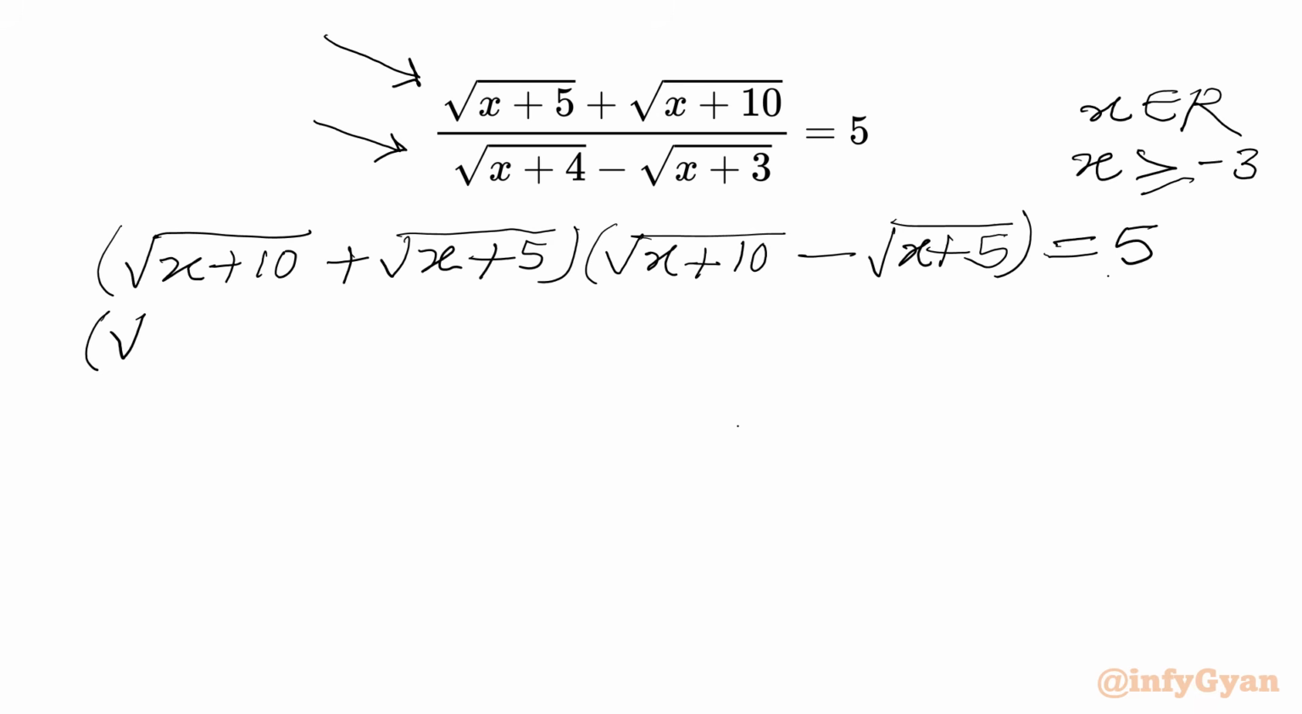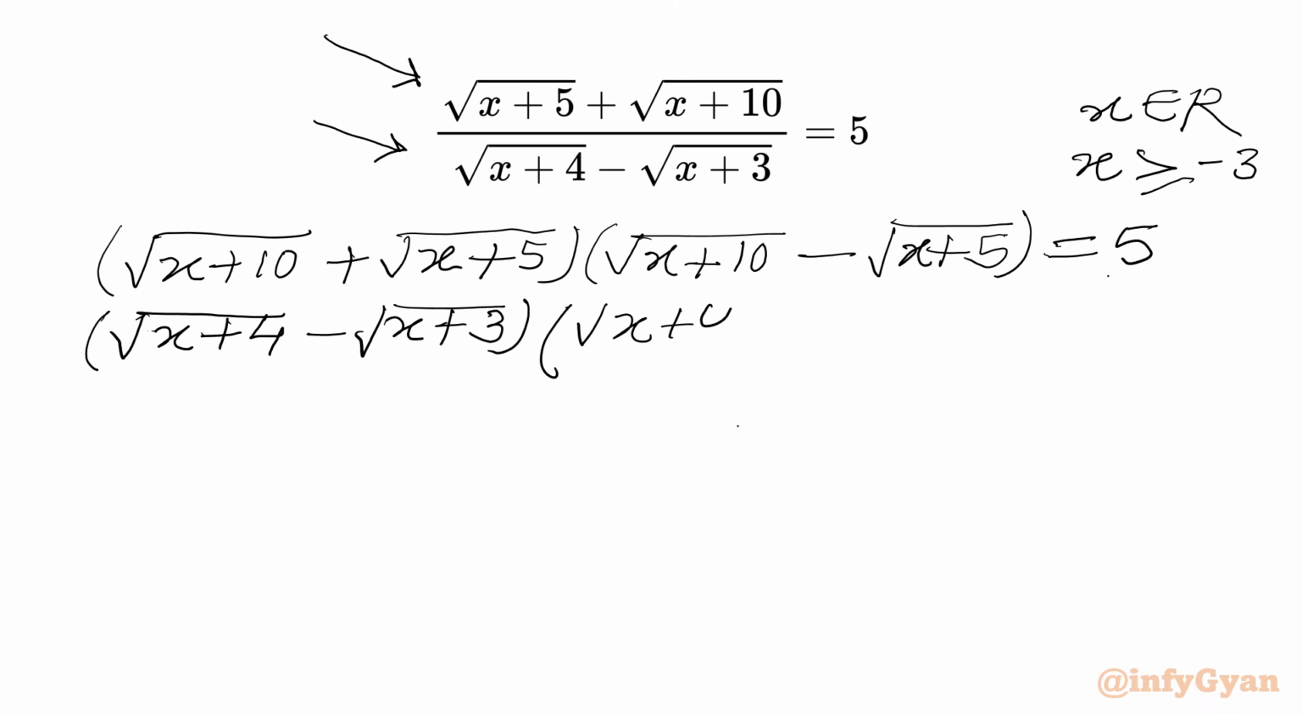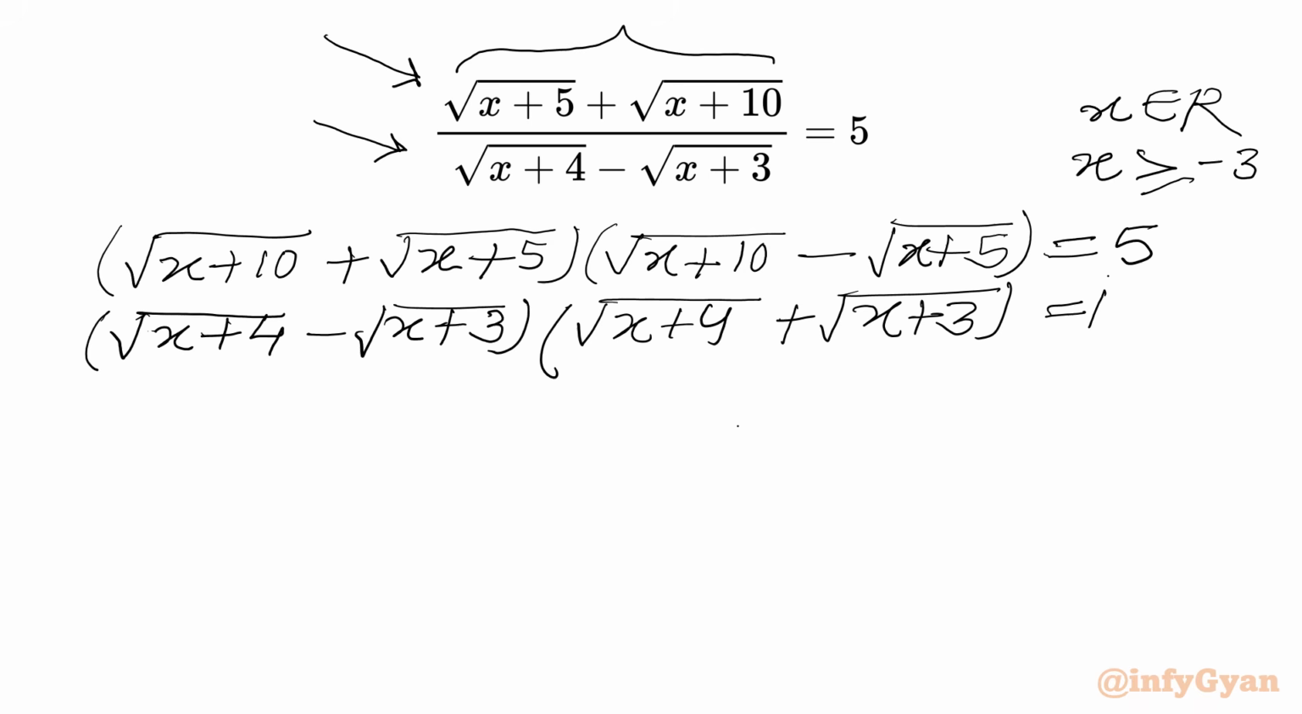Similarly, we will rationalize the denominator. So I need to multiply here with square root x plus 4 minus square root x plus 3, which we will multiply by its conjugate, square root x plus 4 plus square root x plus 3, which will give us 1.